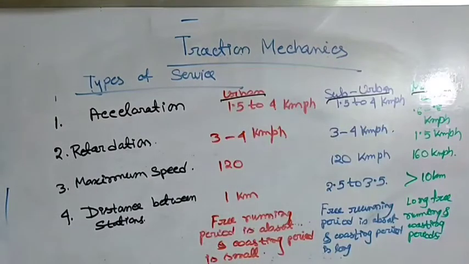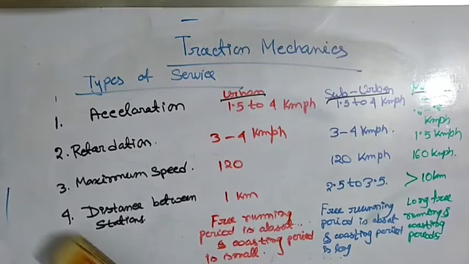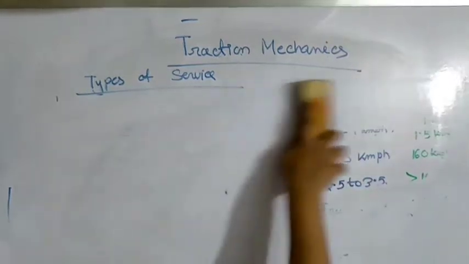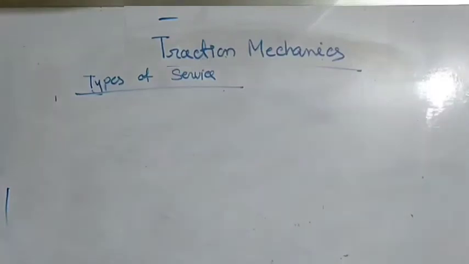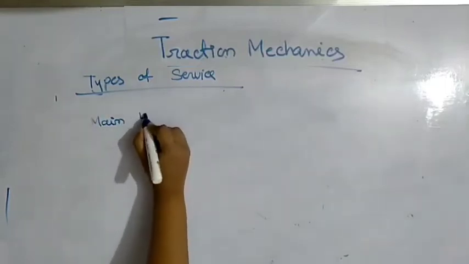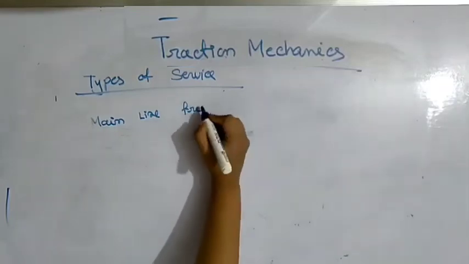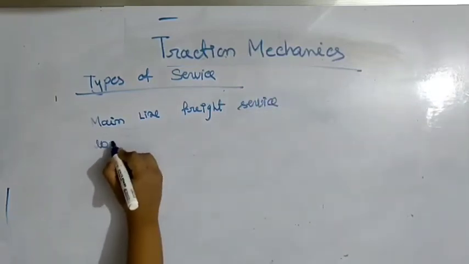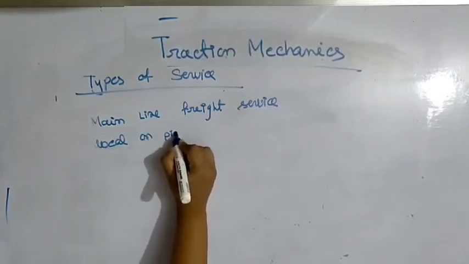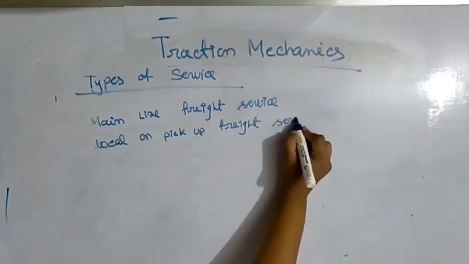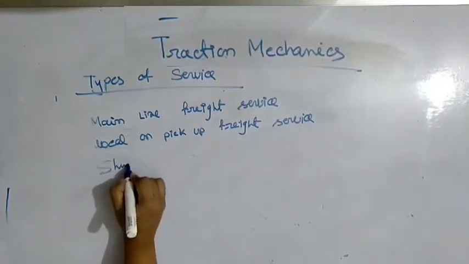Now on the goods traffic side there are three types of service, namely mainline freight service, local or pickup freight service, and shunting service.